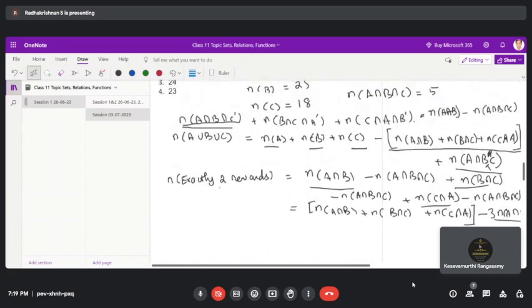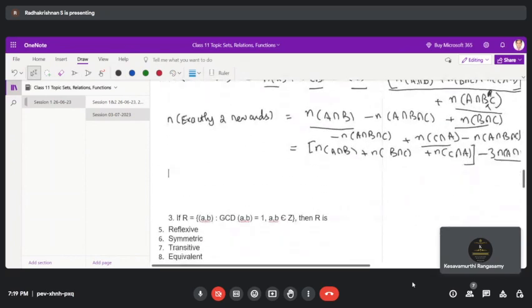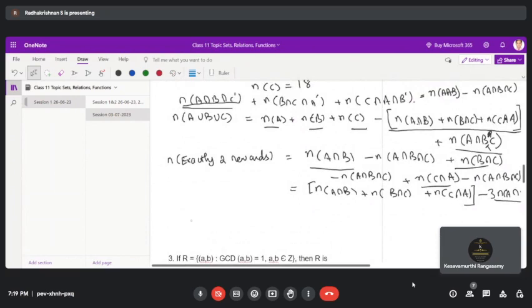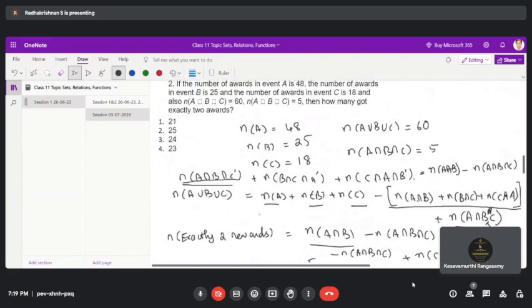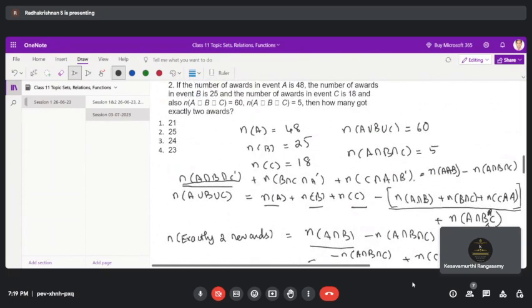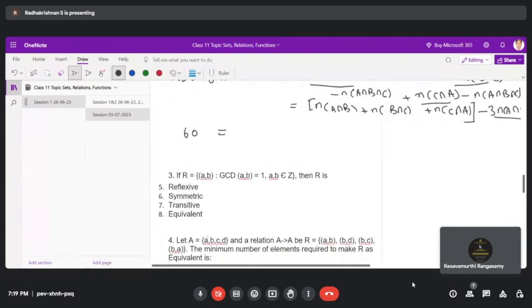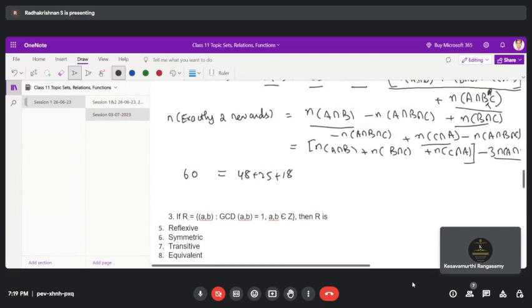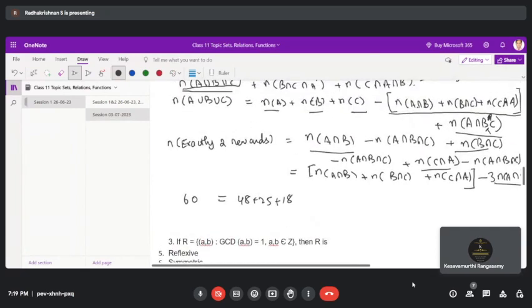A union B union C is 60. I am writing this step. A union B union C is equal to n(A) plus n(B) plus n(C): 48, 25, 18. It's so hard to see on the screen. If you have a question paper in front of you, it will be much easier. Minus this big term that we want.